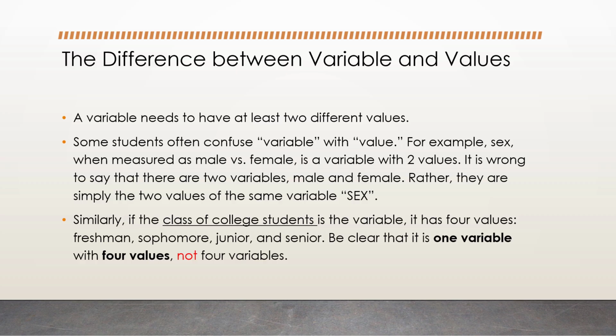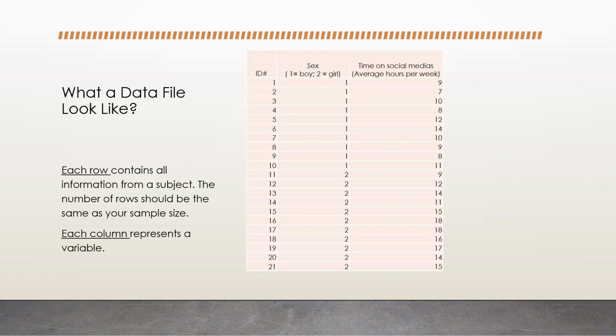On this slide, the spreadsheet on the right shows how a data file looks like. In the data file, each row contains all the information from one observation. So the number of rows, excluding the title line, equals the sample size. Each column represents a variable. In the gender column, for example, you can see there are 10 boys and 11 girls.